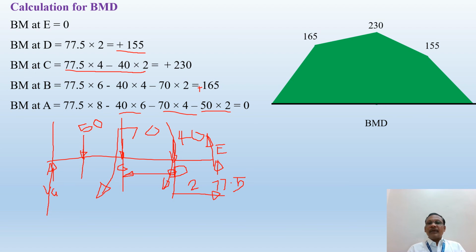So this is the bending moment diagram. You will get straight lines. Bending moment at E is 0, bending moment at D is positive, bending moment at C is 230, again a straight line. Bending moment at B is 165, again a straight line, and then bending moment at A is 0. This is a straight line because it is subjected to point loads. In this way you can easily calculate the shear force and bending moment diagram.